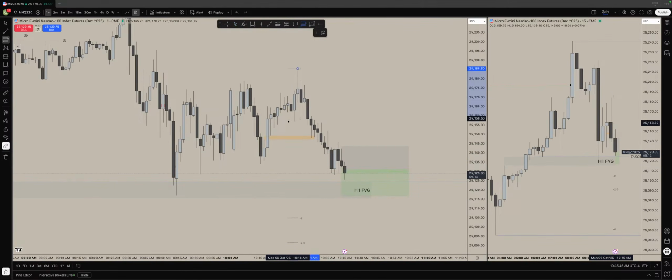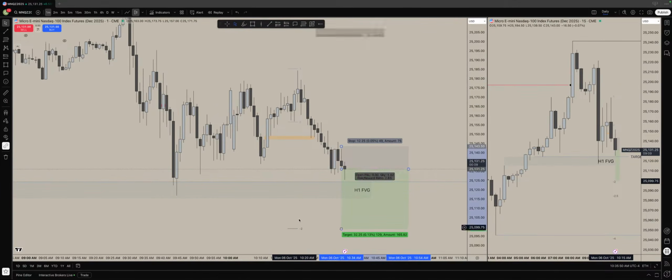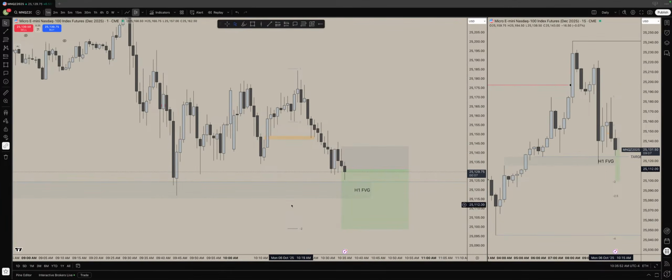Or we can target the low from the two standard deviations. That makes a little bit more sense. But we're already very low in the leg as well as we already stopped liquidity. So it's a bit weird.